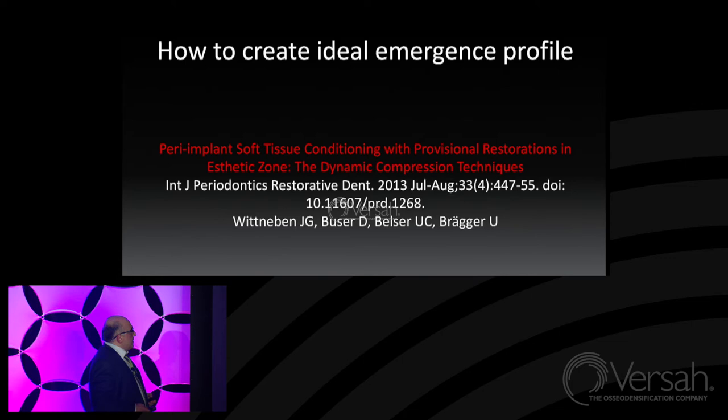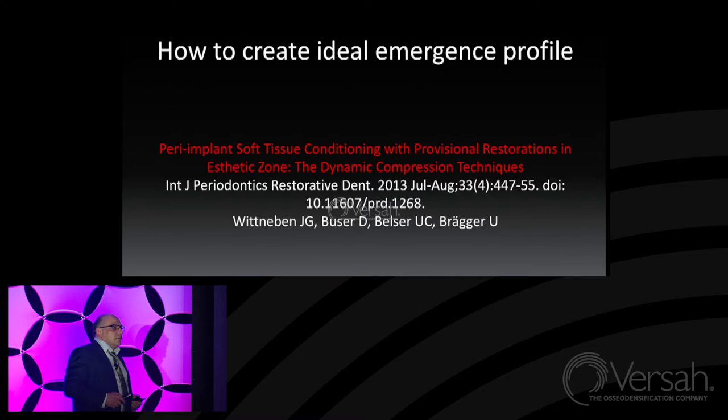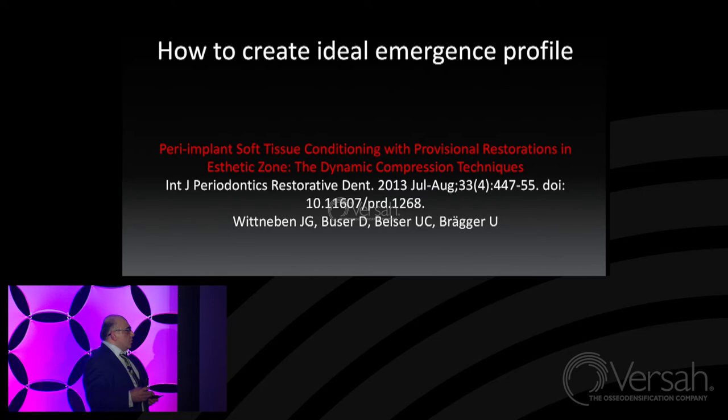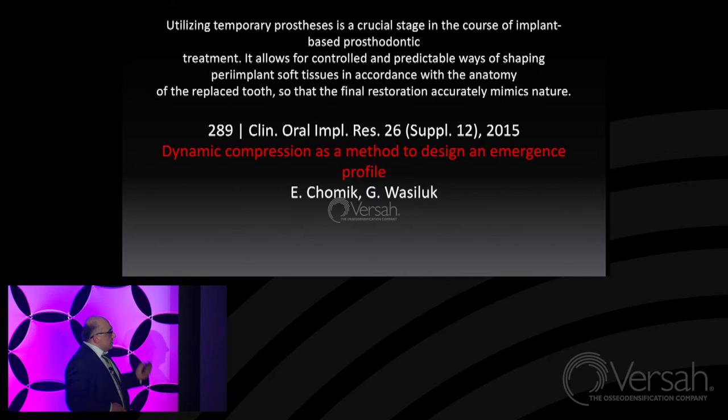How do we create the new emergence profile? Wittneben and Buser described in their article in 2013 how to create the new emergence profile using the dynamic compression technique. What does it mean? We add incrementally the flowable composite at the cervical zone of the temporary crown, and push the soft tissues to create the desired emergence profile. Not difficult, but time-consuming. Nevertheless, I love this technique, and here is the citation of the same technique from other authors.